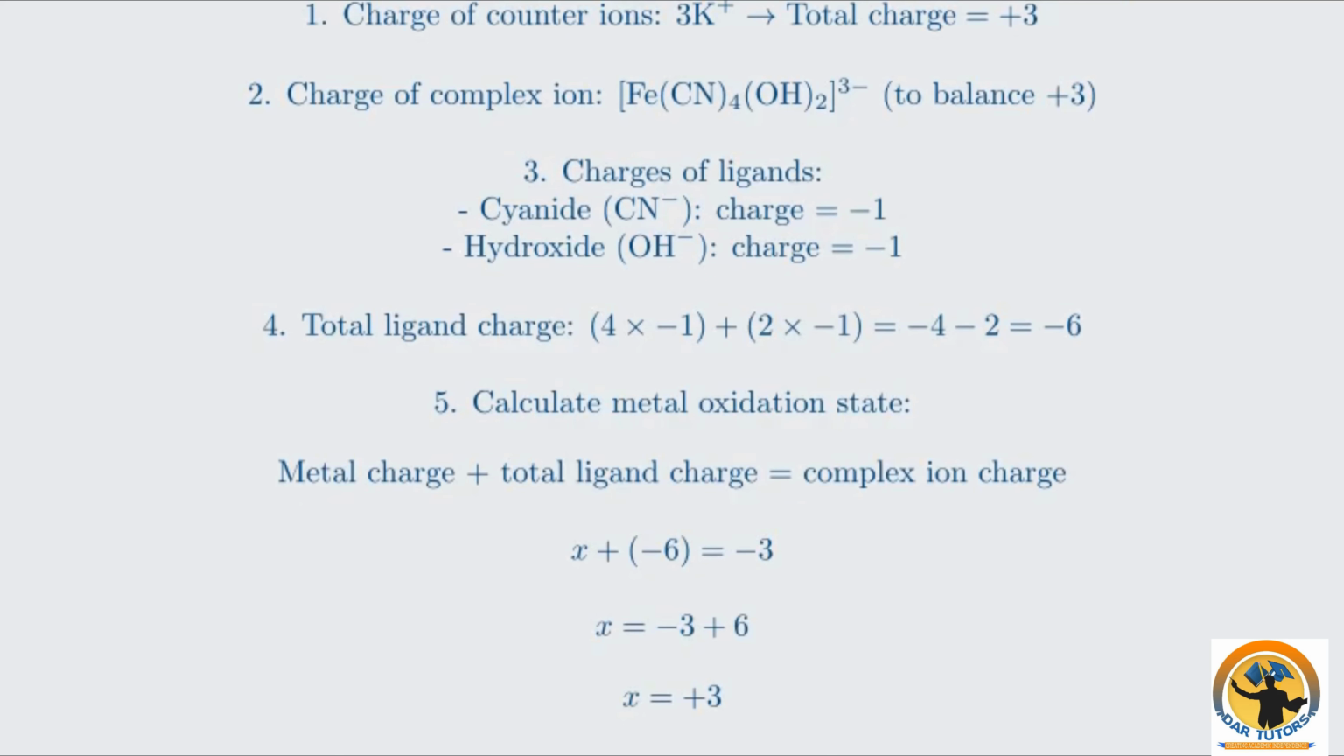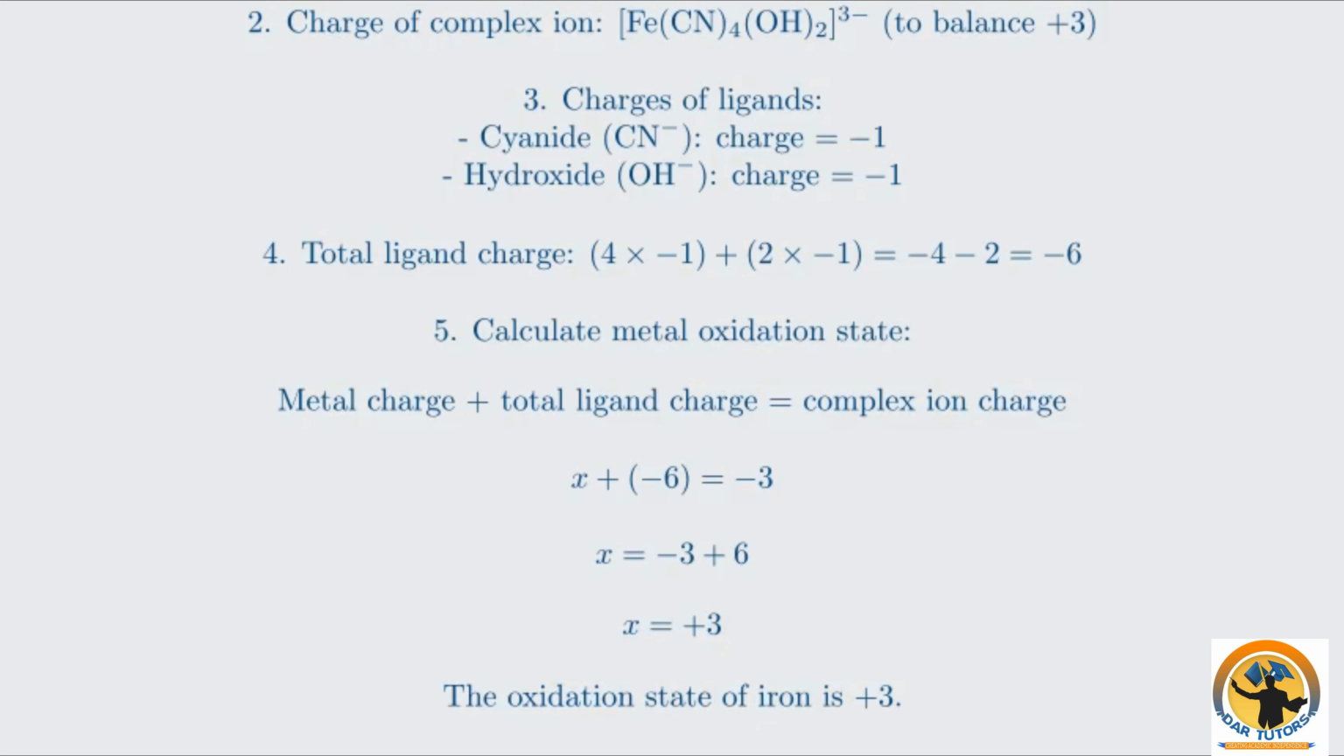Step 6. Now solve for X. The oxidation state of the metal plus -6 equals -3. So X equals -3 plus 6, which is +3. So the oxidation state of iron is +3.